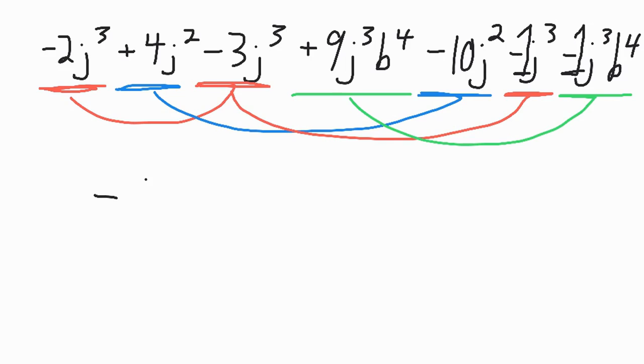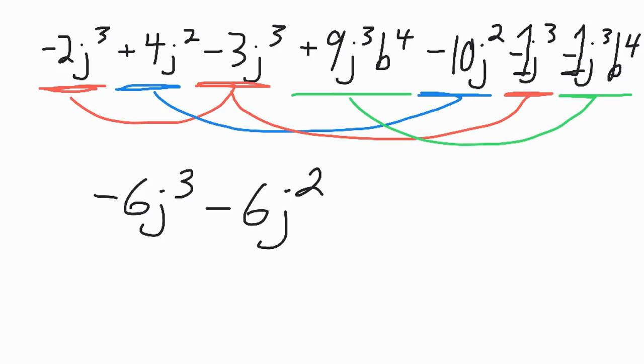So we have -6j to the third. Now what else do we have here? We have a 4j squared. There was a plus sign in front of it, so we're just going to say to ourselves, we have positive 4j squared minus 10j squared. So 4 minus 10 is -6. So we're going to get another -6, but this time it's j squared. J to the second power. Squared is just a fancy way of saying to the second power.